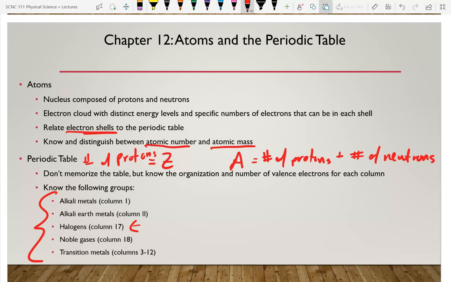And you should know basic things about these groups. Alkali metals, they're in the first column. What's special? What kind of behaviors do you know for the first column of the periodic table?